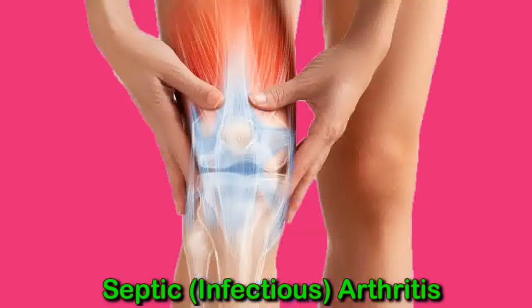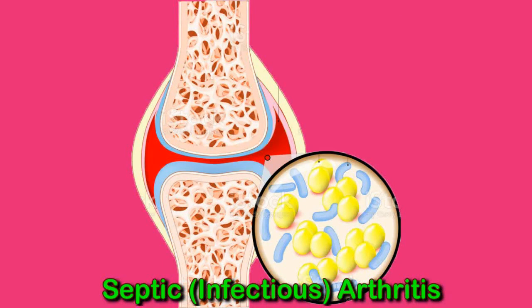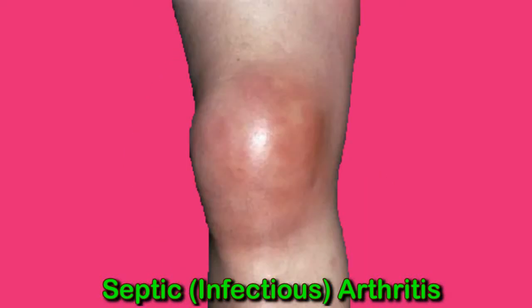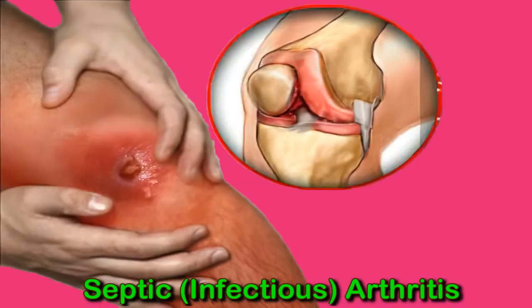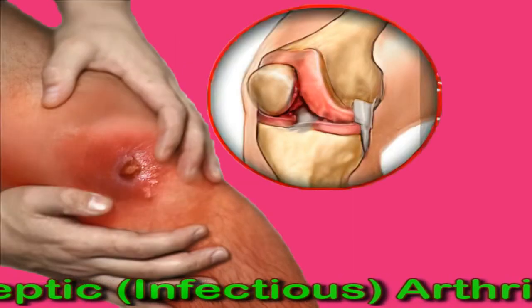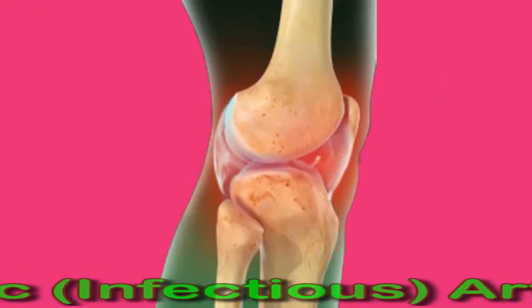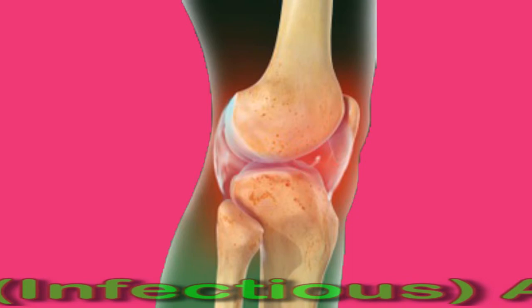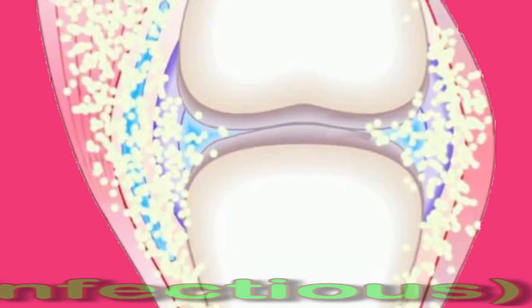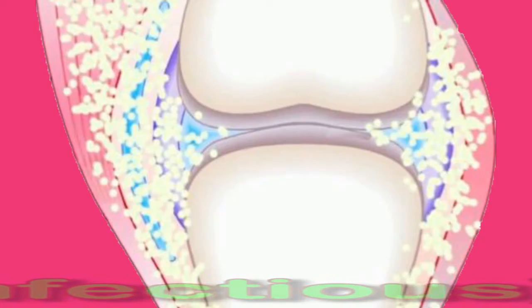Infectious arthritis occurs when bacteria or a virus enters the joint and multiplies, causing painful symptoms in and around the joint. It is essential to diagnose and treat infectious arthritis quickly to prevent joint damage and the spread of infection. Infectious arthritis usually affects just one joint, but it can also spread to other joints. Despite its name, infectious arthritis is not contagious. In this video, we look at the symptoms, causes, treatment, and recovery of infectious arthritis.